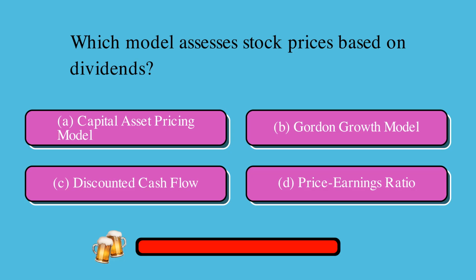Which model assesses stock prices based on dividends? Is it A, capital asset pricing model, B, Gordon growth model, C, discounted cash flow, or D, price earnings ratio? The correct answer is B, Gordon growth model.